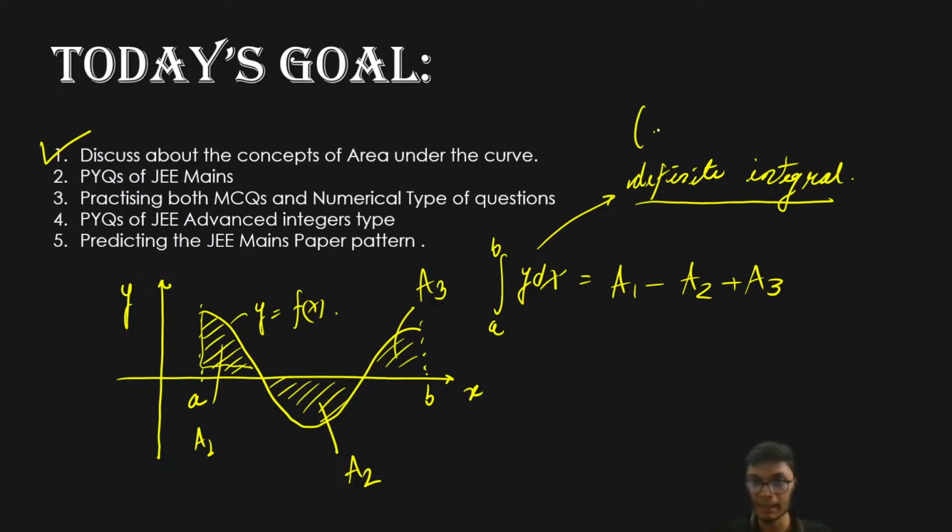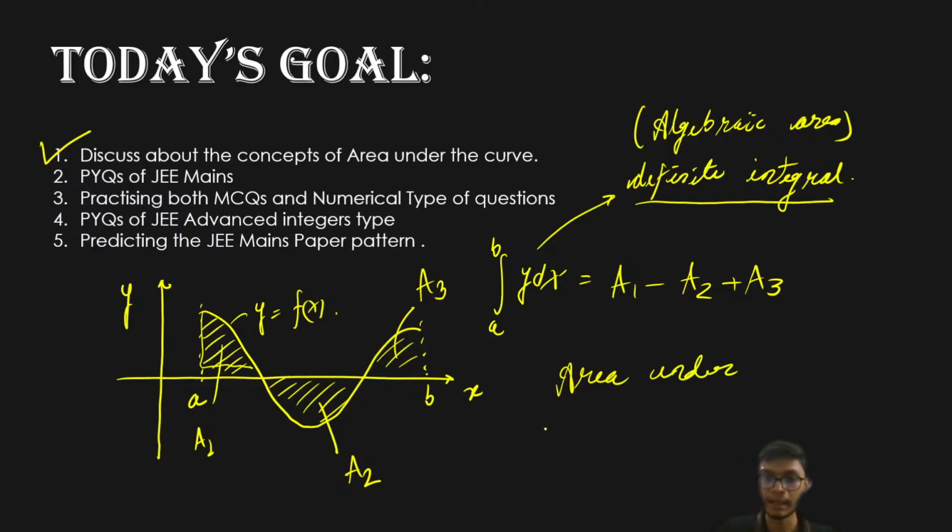So the definite integral gives you the answer of the algebraic area, right? So this is basically the algebraic area. And in the chapter of area under the curve, whenever we talk about area under the curve, we basically mean the geometric area. All right, so let me write this clearly. So area under the curve, we specifically mean the geometric area, right?